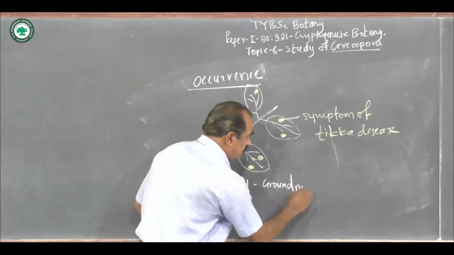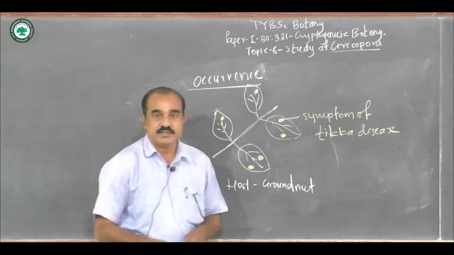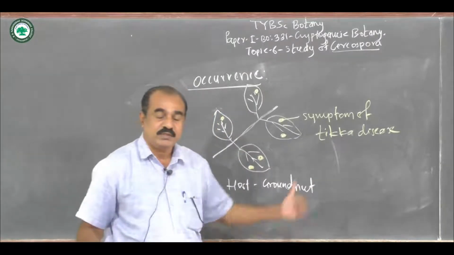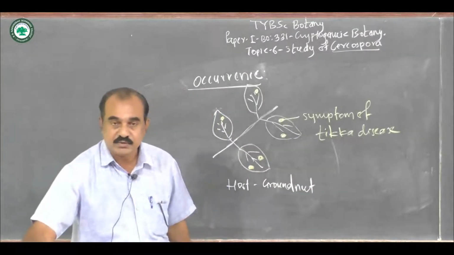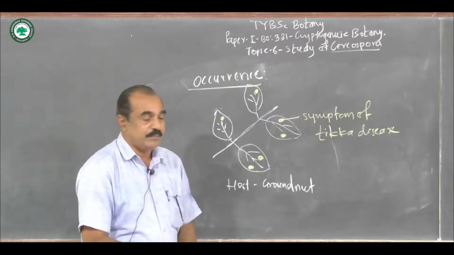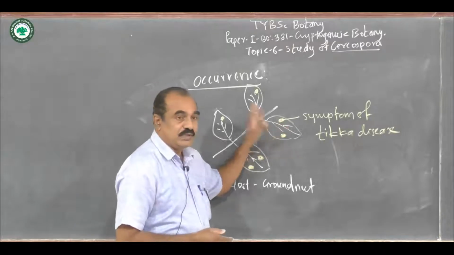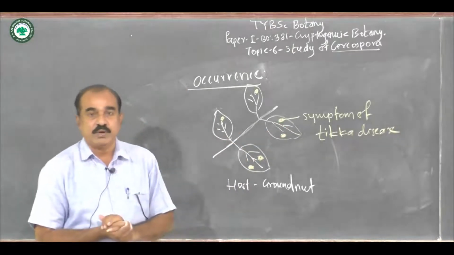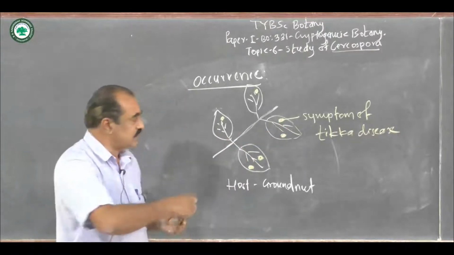So this is the groundnut, and on this there is a disease which is caused because of the pathogen, that is the Cercospora, and that disease is called as the Tikka disease of the groundnut. And generally it is found on the leaf, and it is somewhat circular in outline, and it is black or brown in color. Now next, that is the thallus structure.